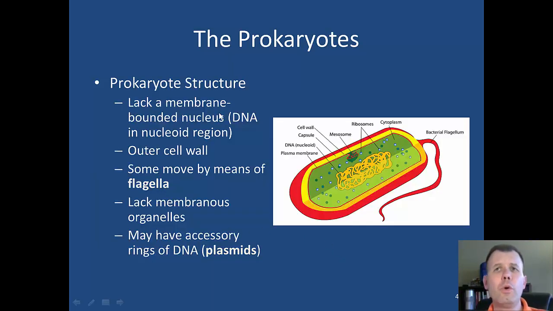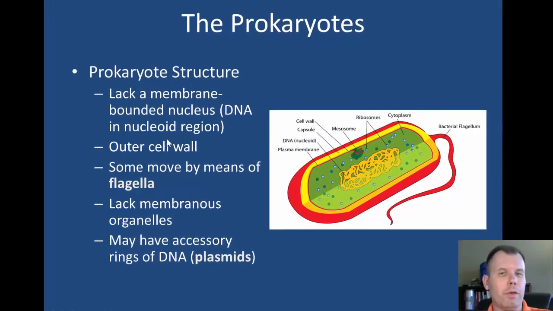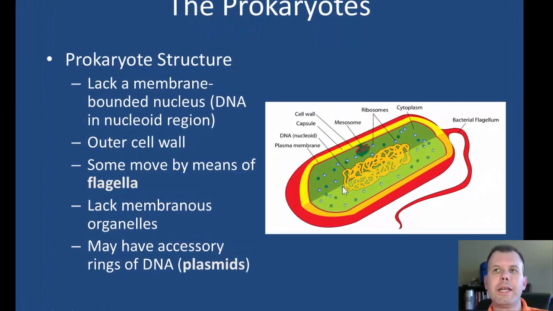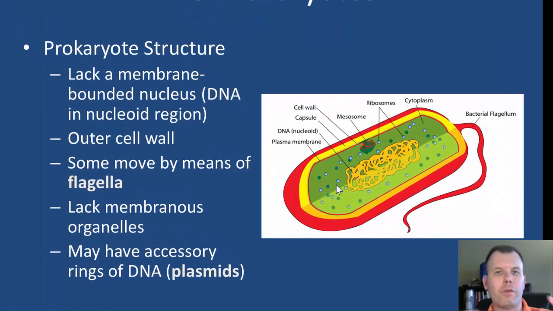So, prokaryotic structure. Again, all prokaryotes lack the membrane-bounded nucleus, so really the DNA kind of floats around inside the cell. I always like to describe a bacteria as a bag of water with some DNA and ribosomes floating around in the middle. They do call the region where the DNA sits the nucleoid region, but it's not a true nucleus. There's no membrane around it. It does have an outer cell wall, and we'll talk a little bit more about that in a few minutes.